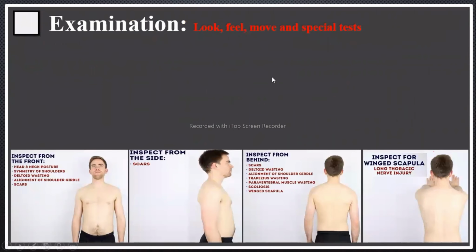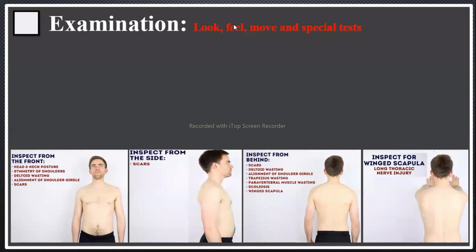In examination, if they ask you, even if you are not familiar with the examination, just remember: look, feel, move, special test. How many, guys? 4. Look by your eyes. Don't touch the patient. Feel means touch the patient.